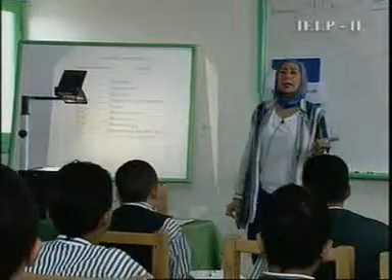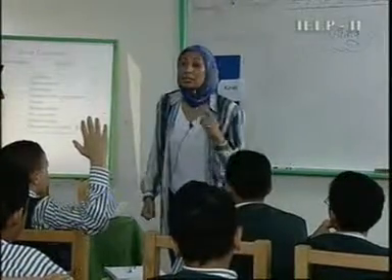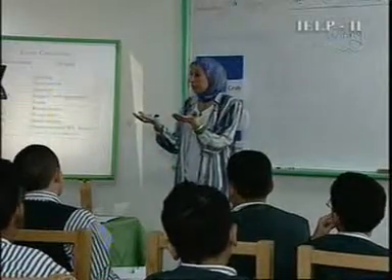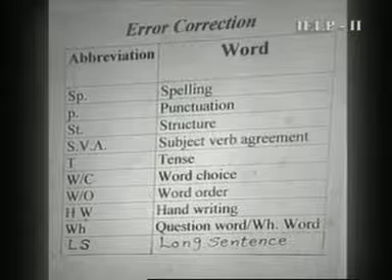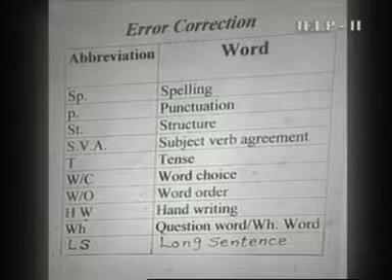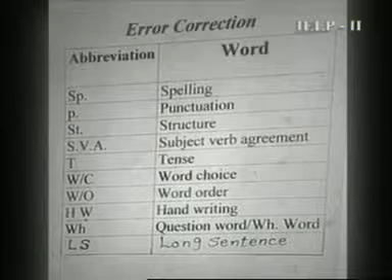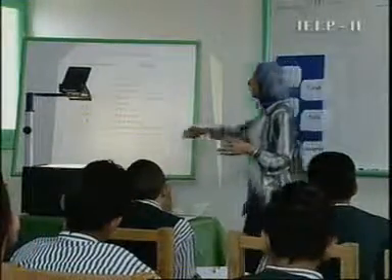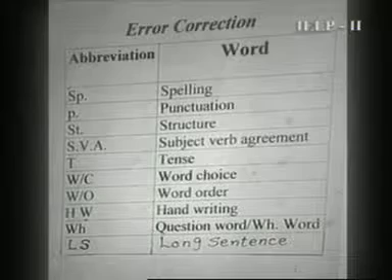What's the meaning of subject verb agreement? When I say he speaks, the verb should agree with the subject. We can't say he speak, we say he speaks. Next please, Ibrahim. T for tense, thank you. WC? All right, WO? Yes, we should pay attention to the word order. HW? Handwriting. WH? Words.